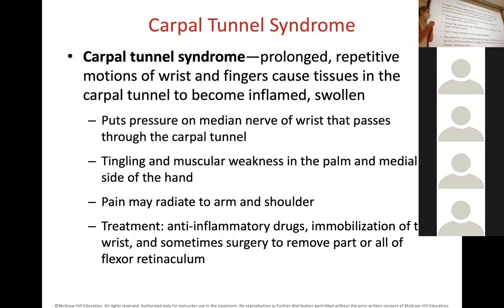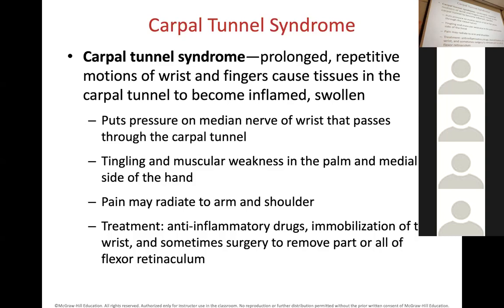It can cause muscular weakness in the palm. And it can also lead to essentially radiating pain from the wrist area up the arm and into the shoulder, because that nerve runs the length of your arm. So depending on how bad it is, it might just be tingling in the fingers, or it could be kind of more widespread pain.